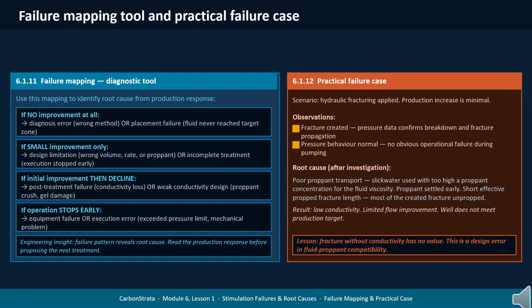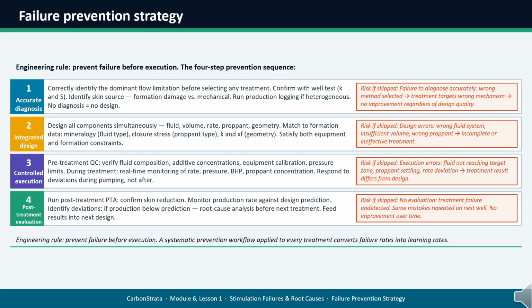Final rule. If you cannot explain the production response, you are not ready to design the next treatment. Failure is not corrected after the job. Failure is prevented before execution. Now define system control. There are 4 control layers. Each layer removes a specific failure.